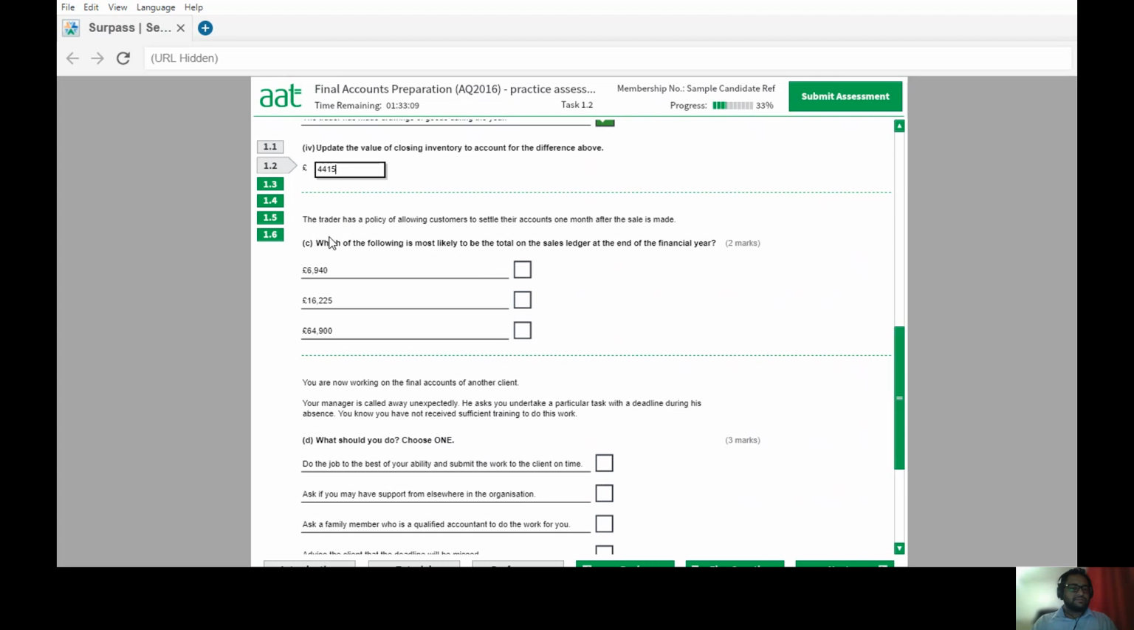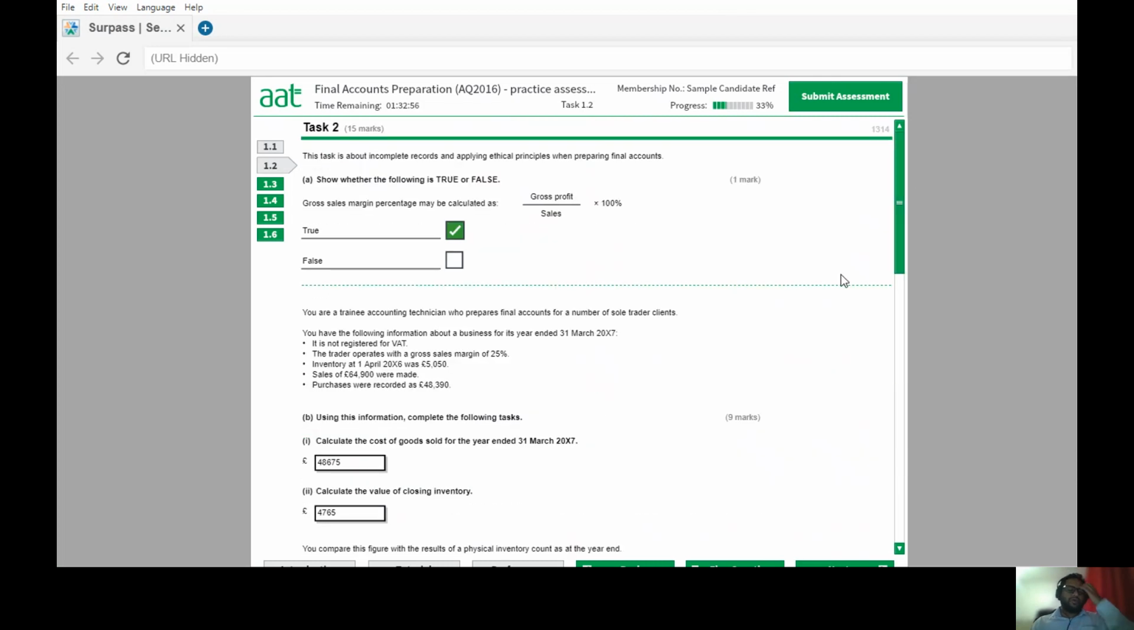And then also they're asking, which of the following is most likely to be the total of the sales ledger at the end of the financial year? They're saying here, the customers are allowed to settle their account 1 month after the sale is made. So if they want to settle the bill after 1 month, normally they should have only 1 month's worth of sales outstanding at the month end, no more than that. So if your yearly sales figure is 64,900, that means every month the sales is going to be, on average, about 64,900 divided by 12.